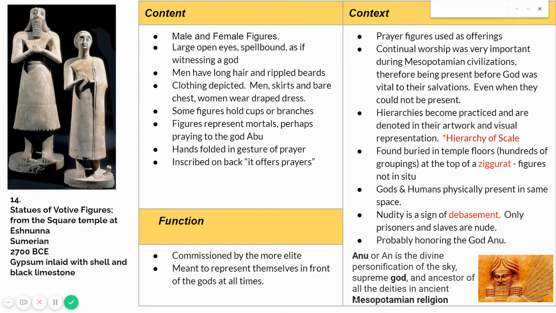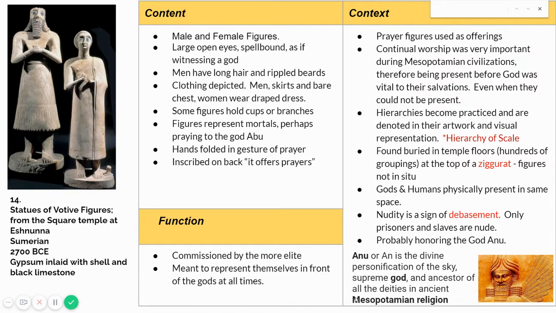So in terms of content, what do we see? Well, in this image, we have a male and female figure. We have very large open eyes. They're spellbound as if they're witnessing a god. The men have long hair and rippled beards, which definitely shows the styles and how the Sumerian men would wear their hair.